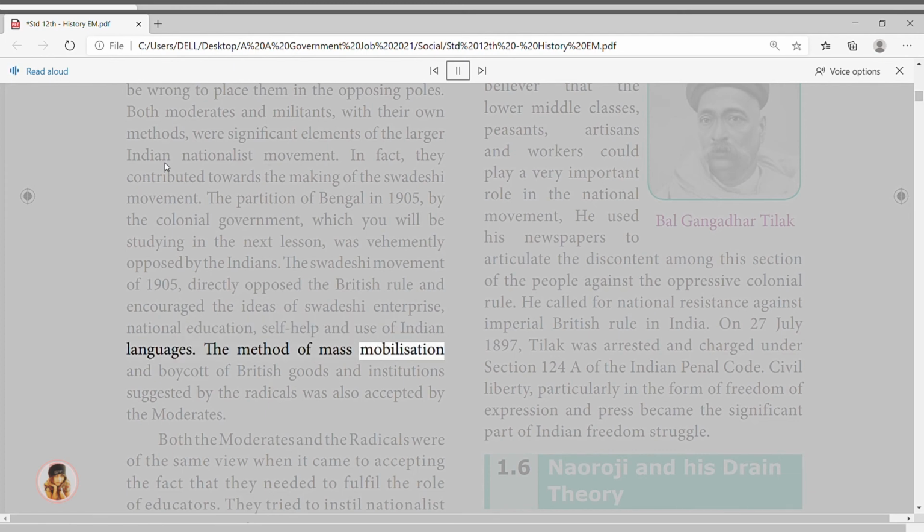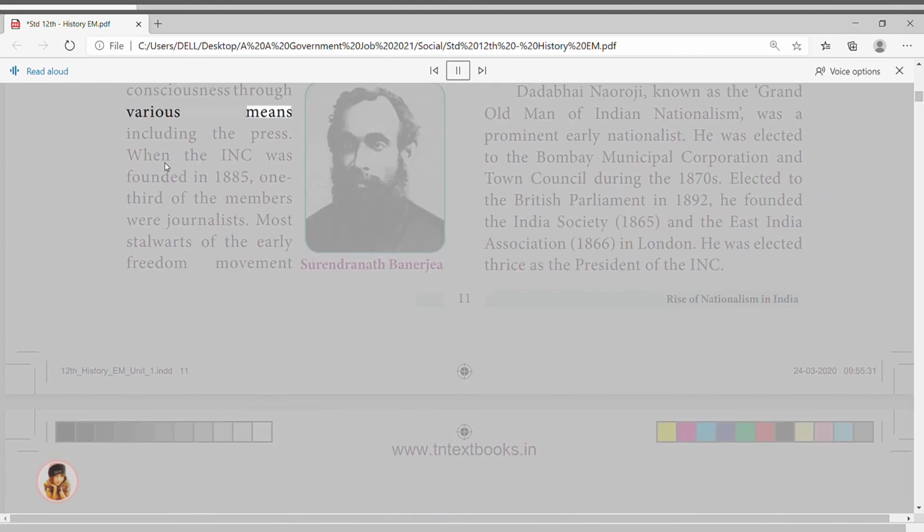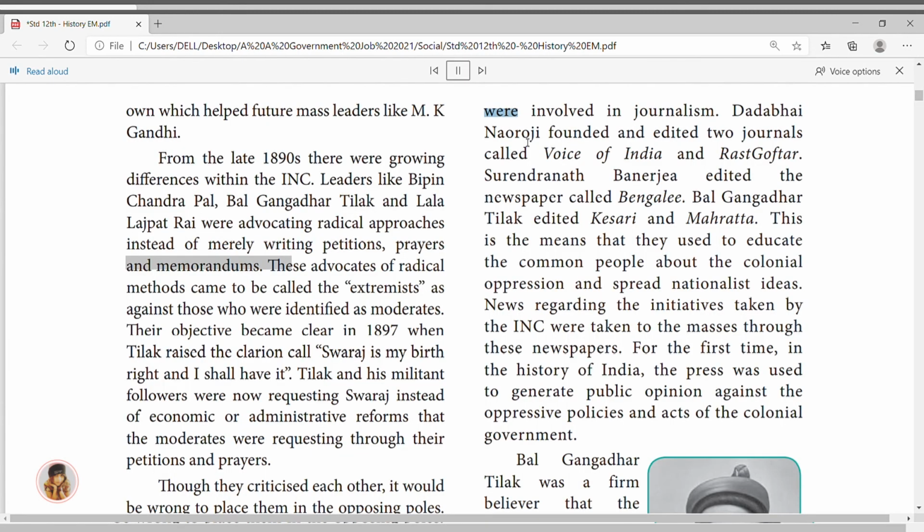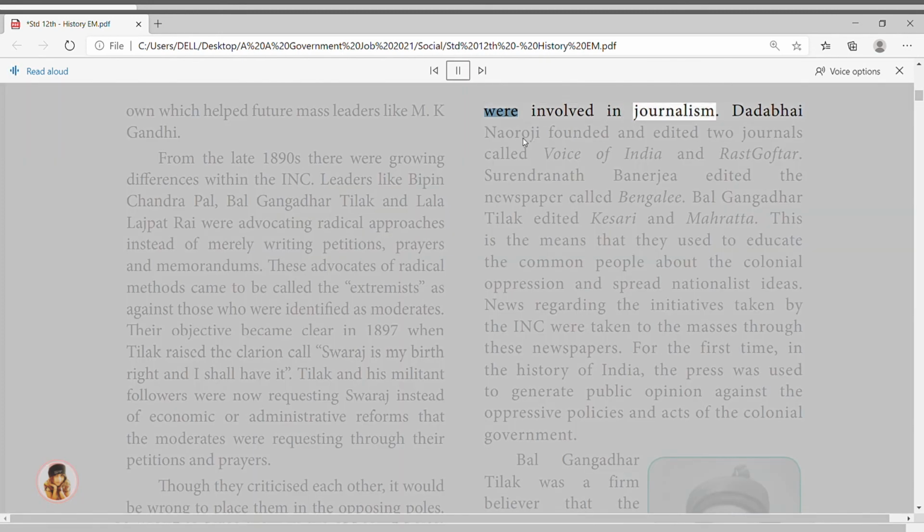The method of mass mobilization and boycott of British goods and institutions suggested by the radicals was also accepted by the moderates. Both the moderates and the radicals were of the same view when it came to accepting the fact that they needed to fulfill the role of educators. They tried to instill nationalist consciousness through various means including the press. When the INC was founded in 1885, one-third of the members were journalists. Most stalwarts of the early freedom movement were involved in journalism.